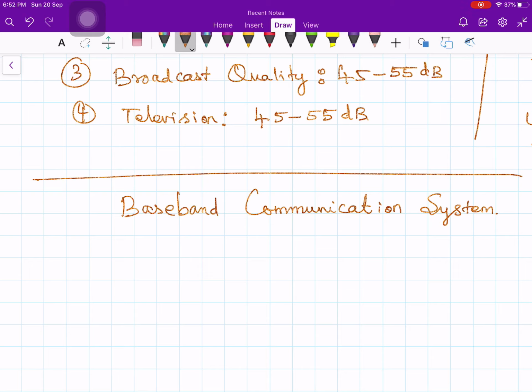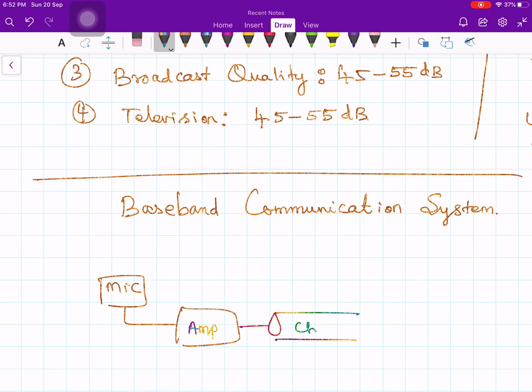So in baseband communication system, what I mean is, we do not carry out a modulation process or a frequency translation. So that's what we mean by baseband communication system. Basically, we take the signal itself and transmit it as such without any modulation. You put a mic and take the signal, put an amplifier, and then put in the channel and then give it to the receiver.